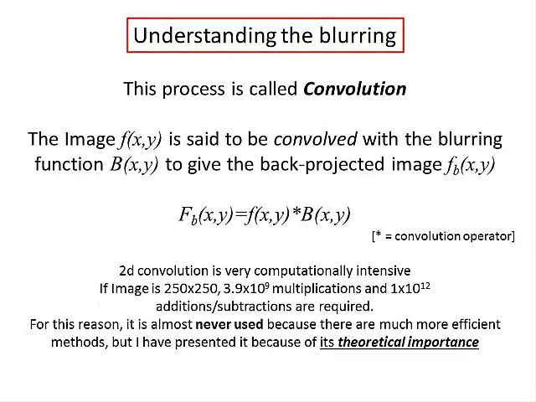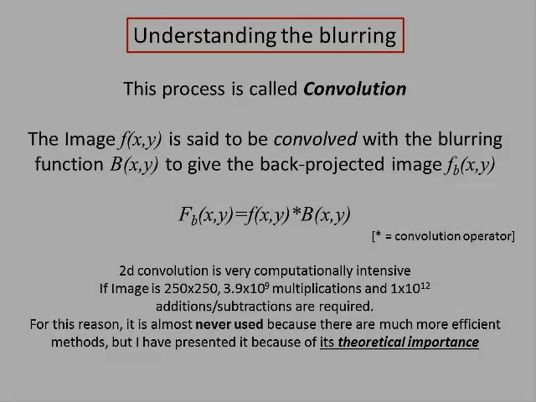The process that has just been demonstrated is known as convolution. The back-projected image f sub b is said to have been formed by the convolution between the original image f(x,y) and the blurring function b(x,y). The convolution operator is indicated by the star symbol. This is a very important idea because it shows the precise mathematical relationship between the original image and the back-projected image. This is why I've made such a meal of explaining it.